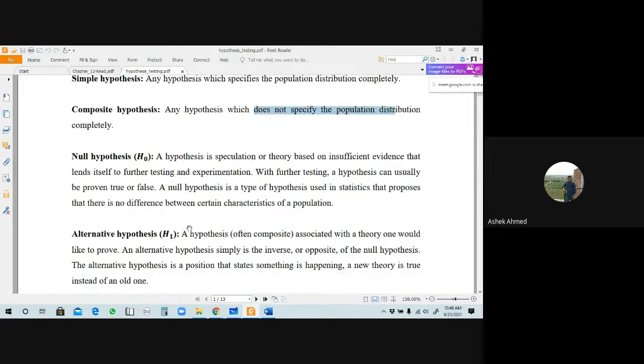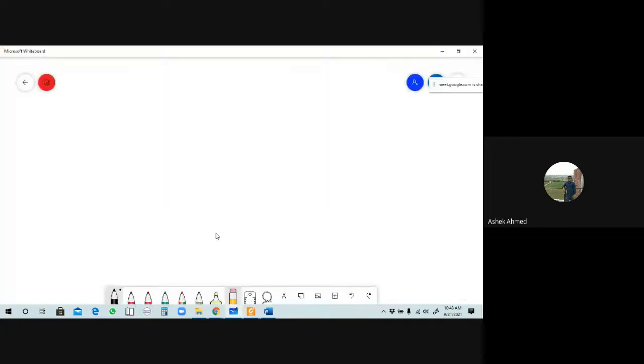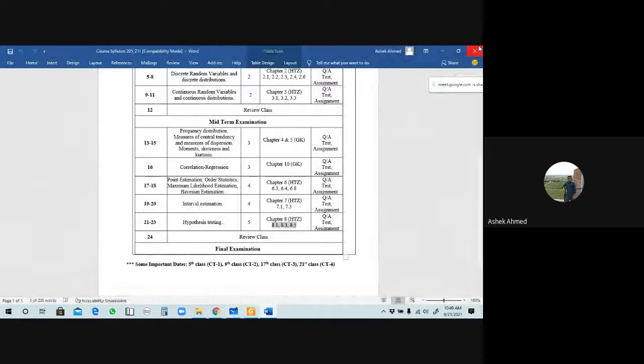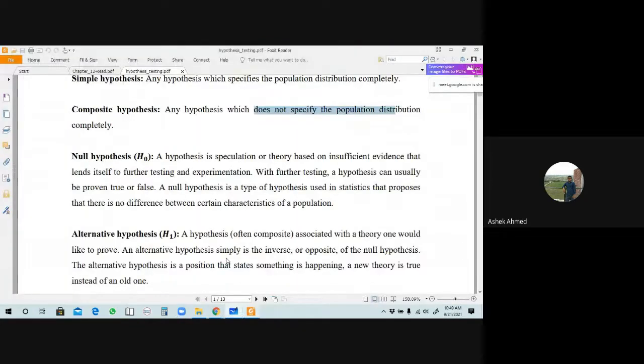Okay, the next definition is null hypothesis. Okay, this is very important here. The null hypothesis is denoted by H not, H suffix 0. A hypothesis is a speculation or theory based on insufficient evidence that lends itself to further testing and experimentation. With further testing, a hypothesis can usually be proven true or false.